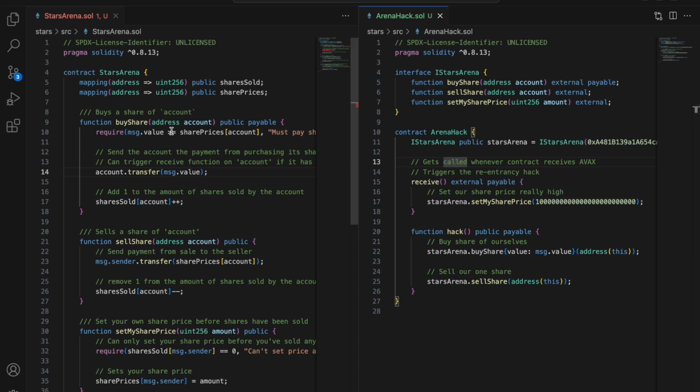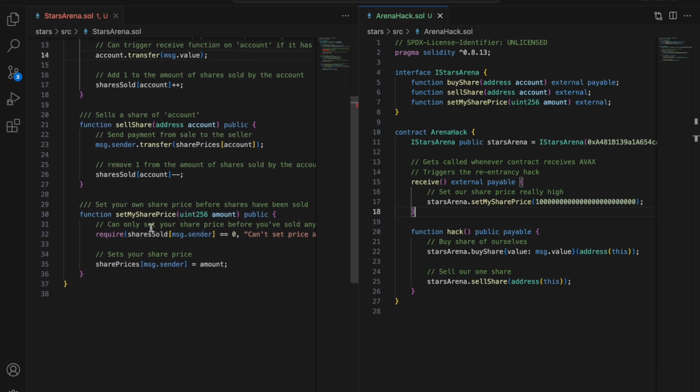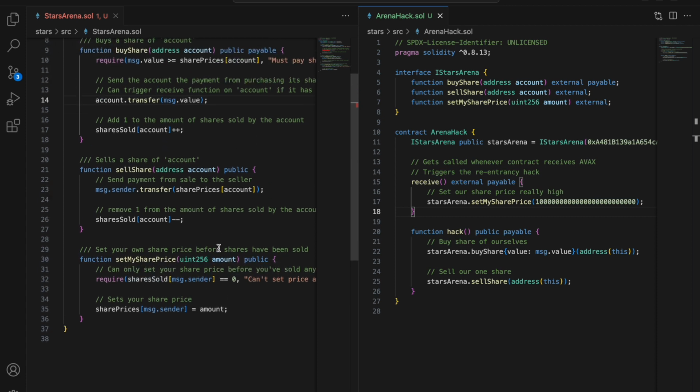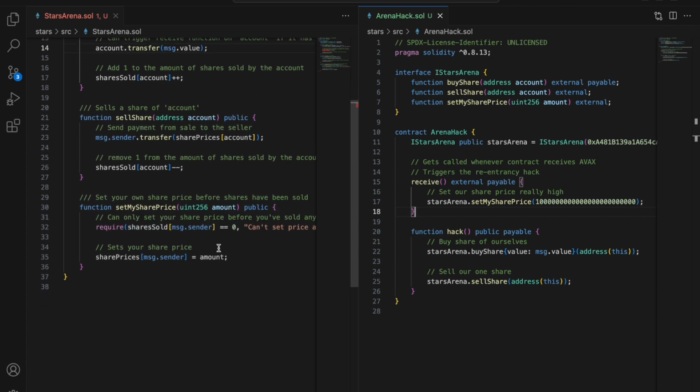Because when we're buying a share, we buy our own share, we receive money from ourselves, and then we set our share price really high, which seems pretty obvious. We want to buy a share of ourselves, then set our price really high, and then sell it. So yes, the contract did try to stop this by saying that shares can't be sold when you set your price, because obviously this is bad. You wouldn't want someone buying a share for cheap, then setting the price to infinity and selling it.